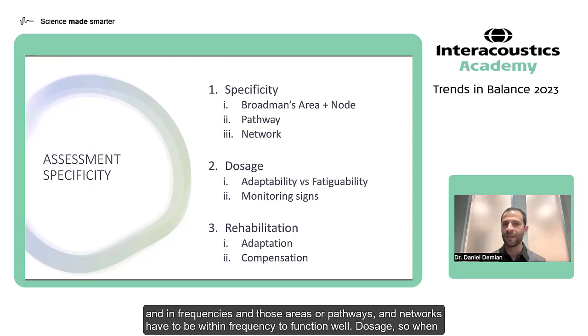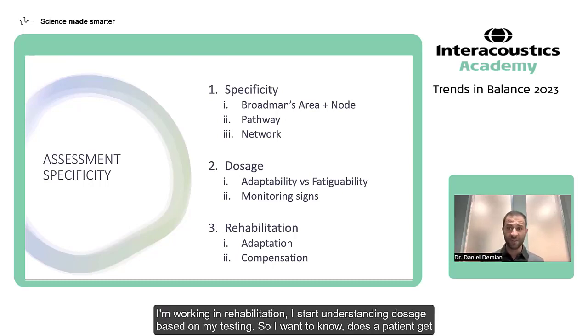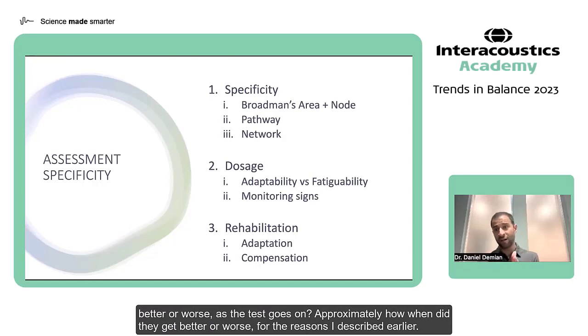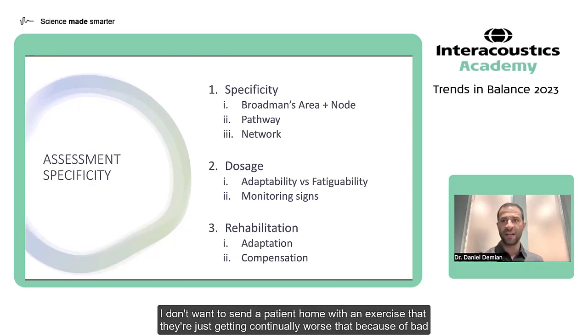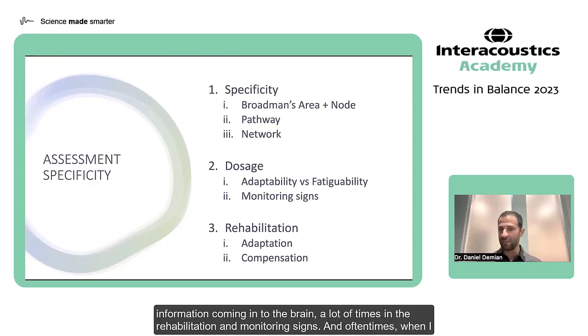to function well. Dosage. So when I'm working in rehabilitation, I start understanding dosage based on my testing. So I want to know, does a patient get better or worse as the test goes on? Approximately when do they get better or worse, for the reasons I described earlier? I don't want to send a patient home with an exercise that they're just getting continually worse at because of bad information coming into the brain.